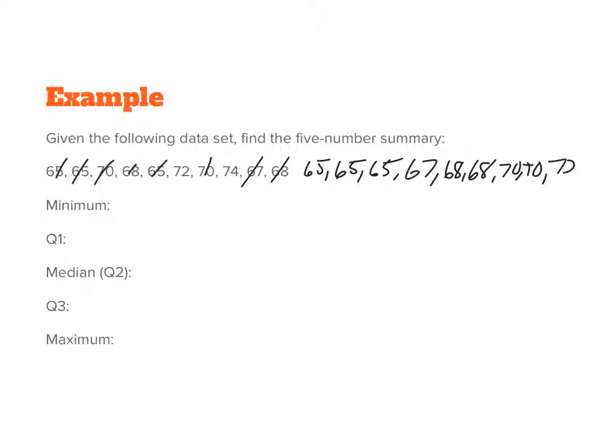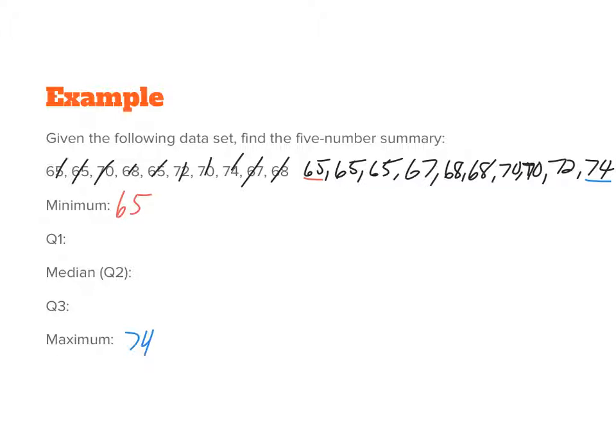I see a 72 and a 74. Okay, so now they're in order. I can go ahead and find my minimum, which is my smallest value of 65. I can find my maximum, which is my largest value of 74.